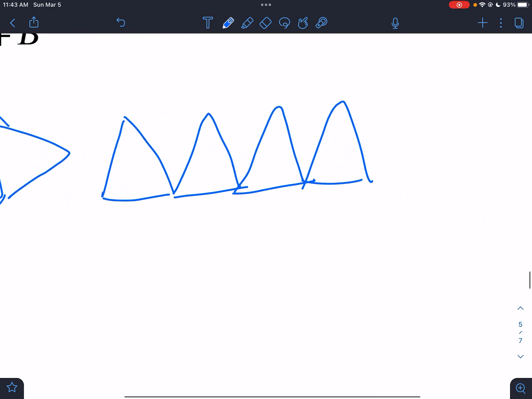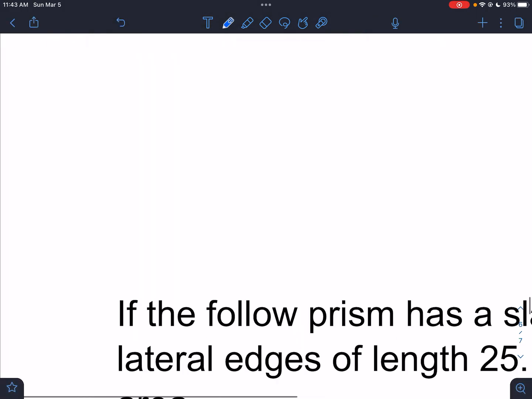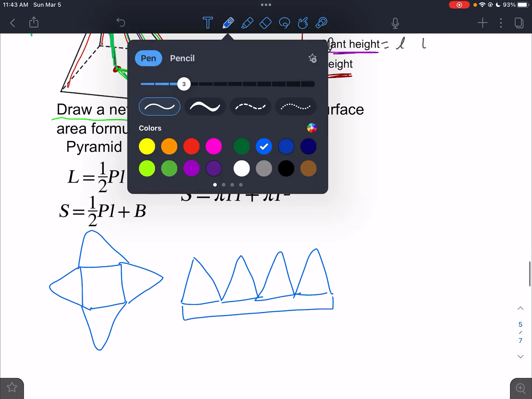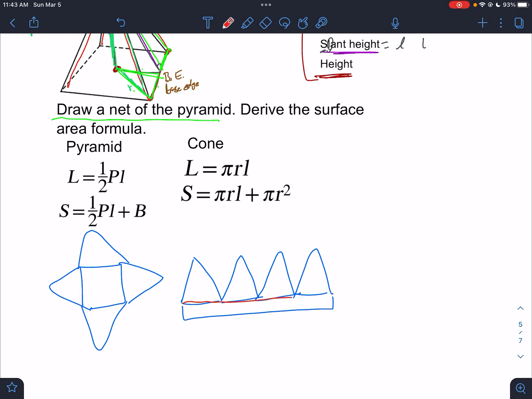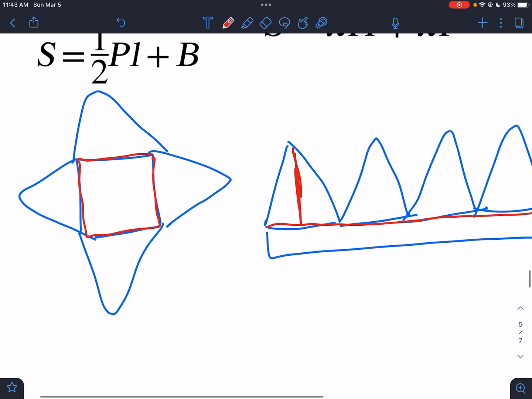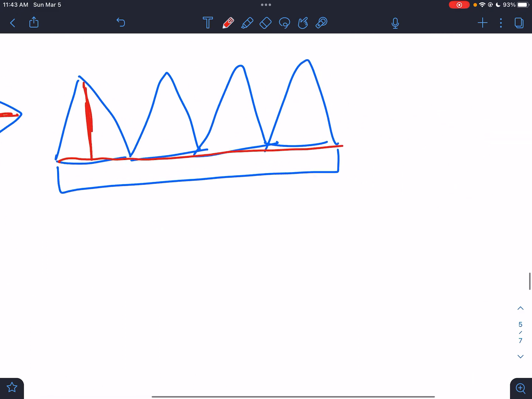So what we're going to do is get the perimeter of the base. That is these 4 lines. That would be the perimeter of the base. That is like the base of all triangles combined at the same time. And then this number here is the slant height.